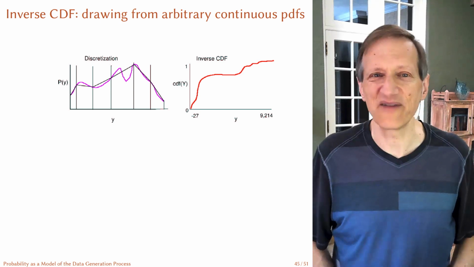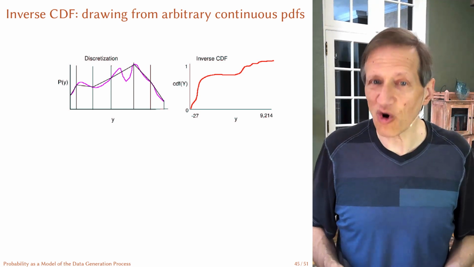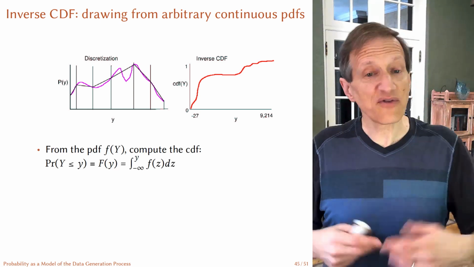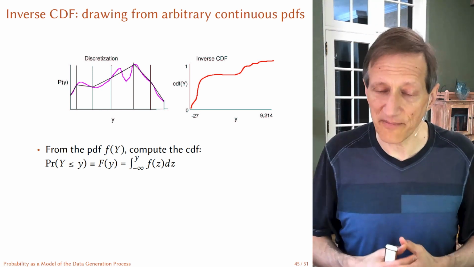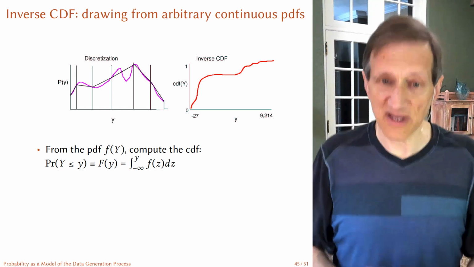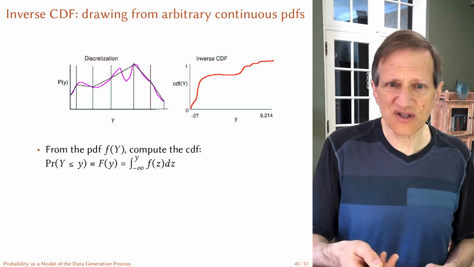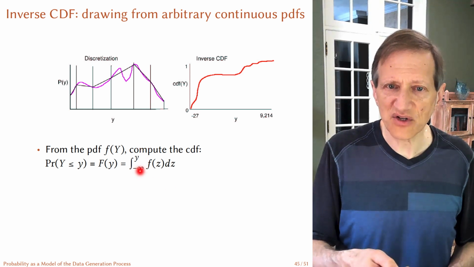Let me give you one other way. This is the inverse CDF method. Another way of drawing arbitrary continuous PDFs. Okay, from the PDF, compute the CDF, the cumulative probability density. Okay, so what is the cumulative probability density? Well, it's the integral from negative infinity up to y of this function dy.